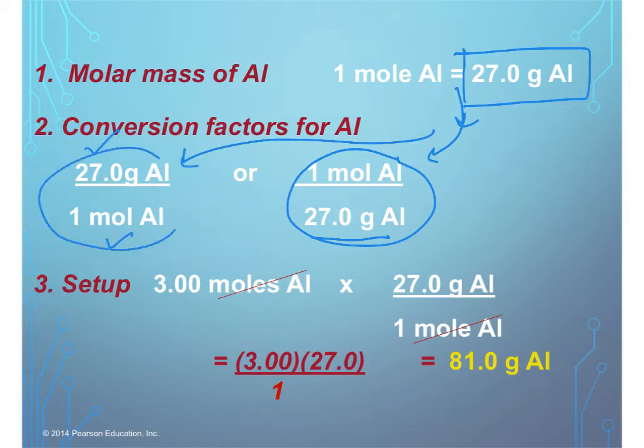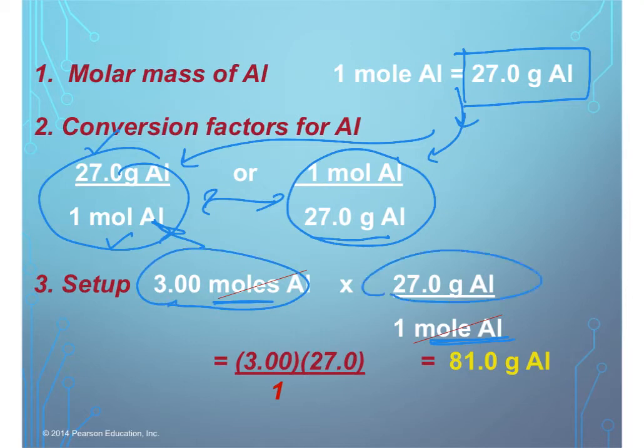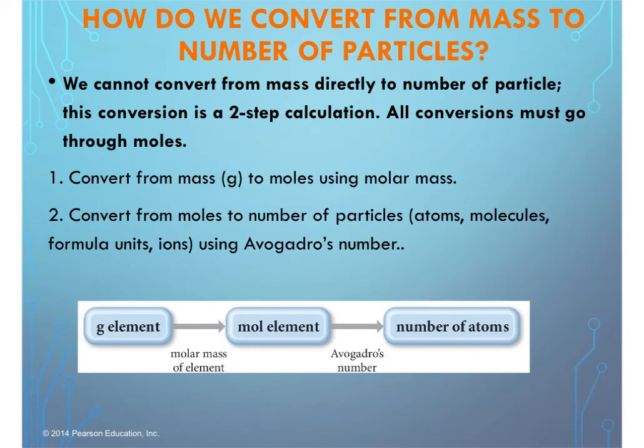And you'll decide which one of these ratios to use depending on the units that you start with. In this case, we started with moles, so we want to make sure we use this format that has moles in the bottom. And then we just do the math. 3 times 27 divided by 1. And we get the answer that there are 81 grams of aluminum in 3 moles of aluminum. Now here's where it starts to get a little complicated, so you may have to focus a bit more. What if, well, let me back up.